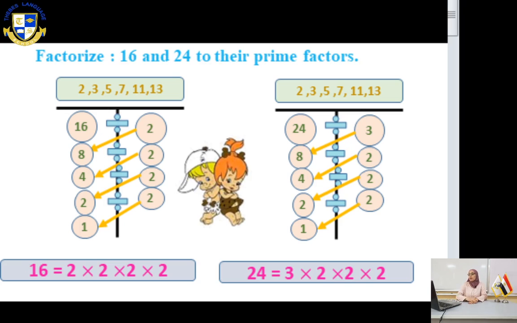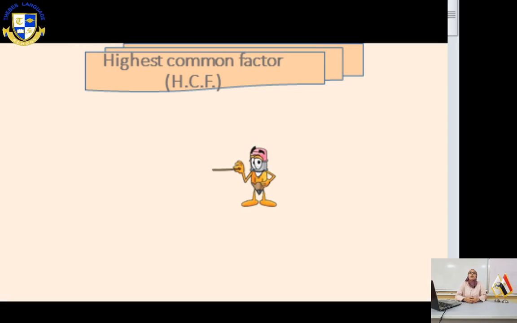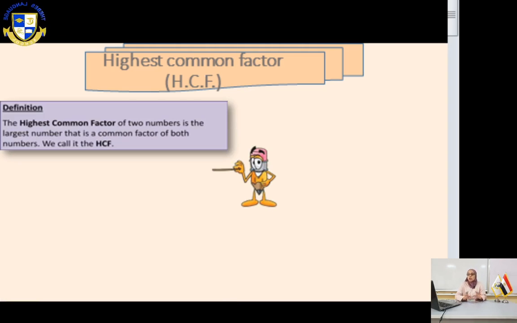Now, how do we use this factorization? We use it to get two things, HCF and LCM. Today we will learn how to use factorization to get the HCF. What is the meaning of HCF? HCF means highest common factor. What is the meaning of highest common factor? For two numbers, it is the largest number that is a common factor of both numbers.